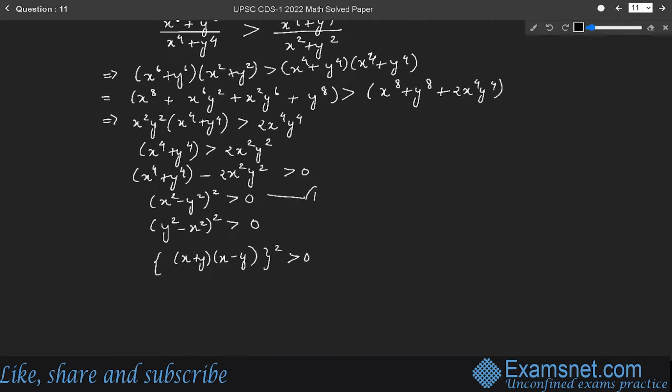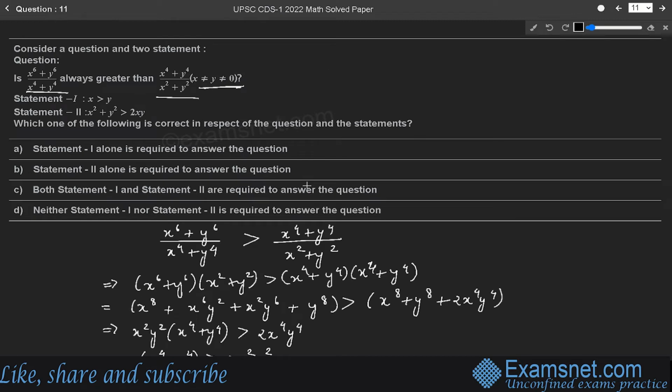Using this particular equation we get this term. Therefore we can say that statement 2 is also not sufficient. Therefore neither statement 1 nor statement 2 is required to answer the question. So the correct option for this question is option number D, which is neither statement 1 nor statement 2 is required to answer the question.